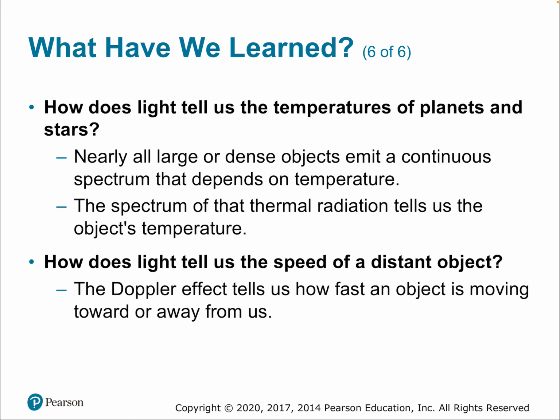We've also answered the question, how does light tell us the temperature of planets and stars? Because there's a direct mathematical relationship between continuous spectra and temperature. And the thermal spectrum is bigger and has a greater total amount of energy for hotter objects. And we also answered the question, how does light tell us the speed of distant objects? It's all about the Doppler shift, the shifting of wavelength measured as a blue shift or a red shift.